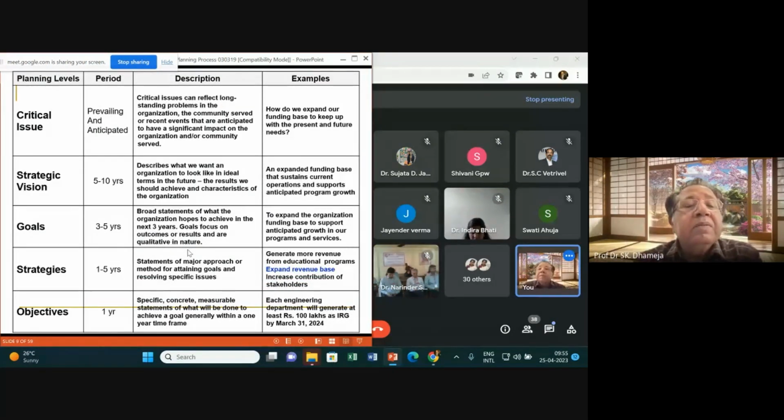Okay. So now we go further. So we were talking of this. Let us see this slide. We have different planning levels, the periods, the description, and the examples.